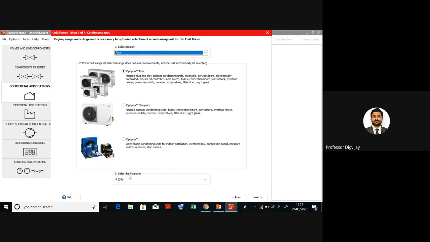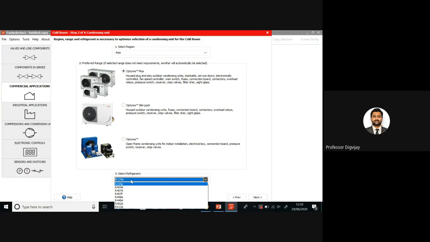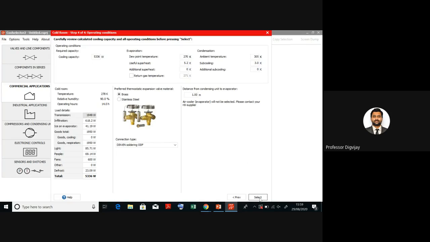Then they are asking for a refrigerant. See here they are asking for a refrigerant. So here I have choices R134A, then R404, R407. This is a zeotropic mixture. Then R513, that is azeotropic. So okay, I will select R134A. Then I will select next. Okay, so see here it has calculated the cooling capacity. Here the cooling capacity they have calculated is 5336 watt, or we can say 5.33 kilowatt.